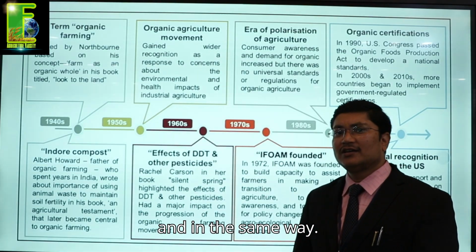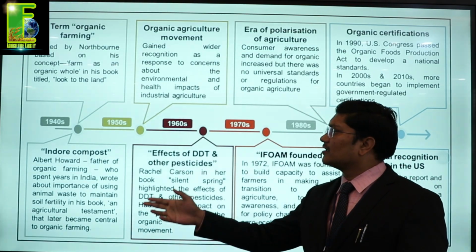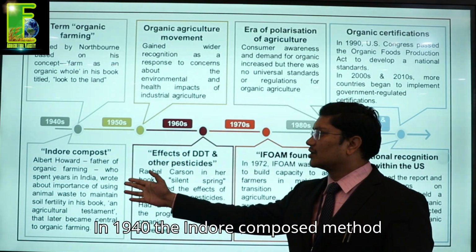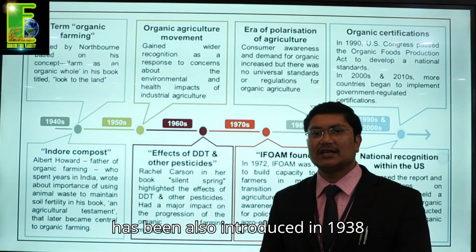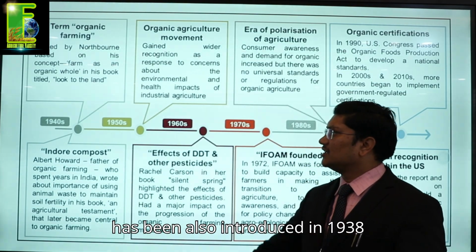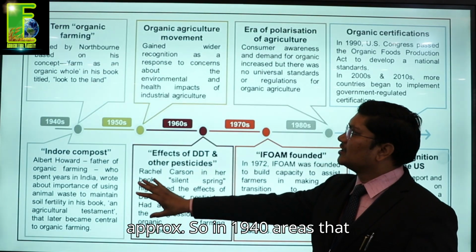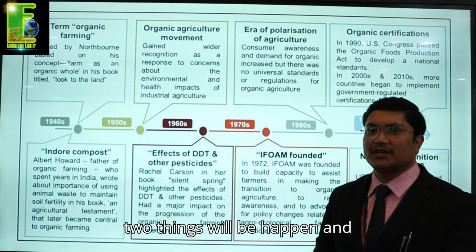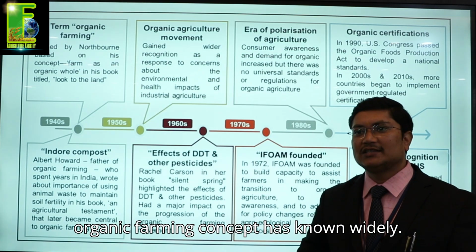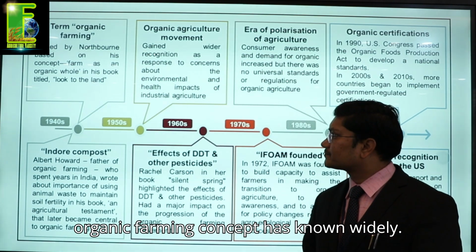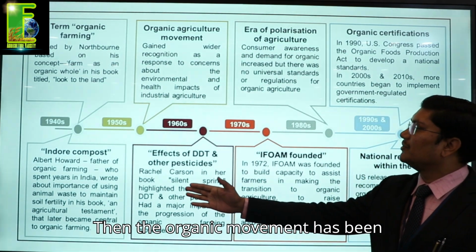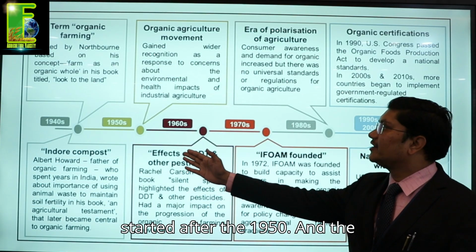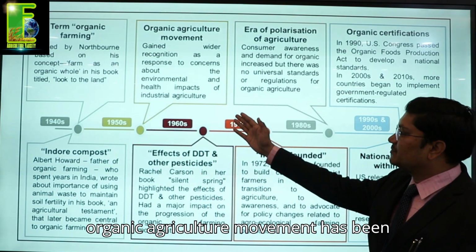And in the same way, the Indore compost method was also introduced around 1938. So in the 1940s, these two things happened, and the organic farming concept became widely known. Then the organic movement started after 1950, and the organic agriculture movement began.